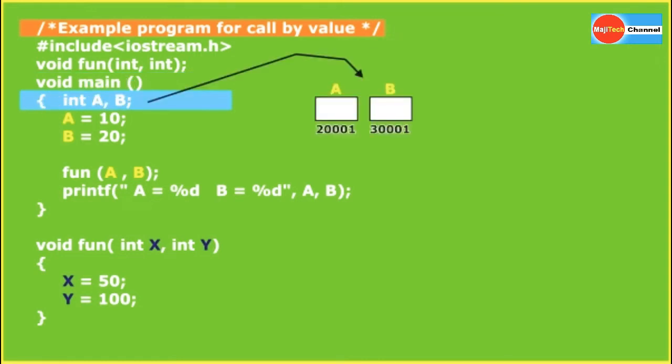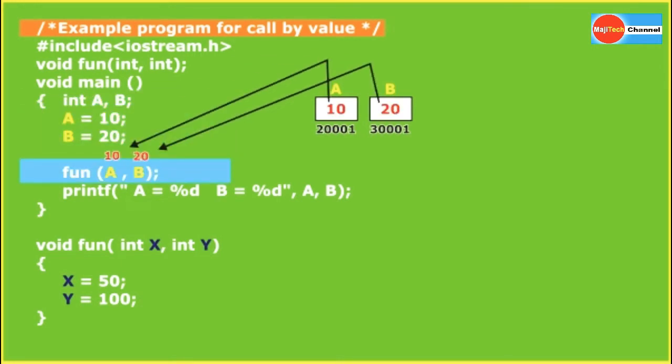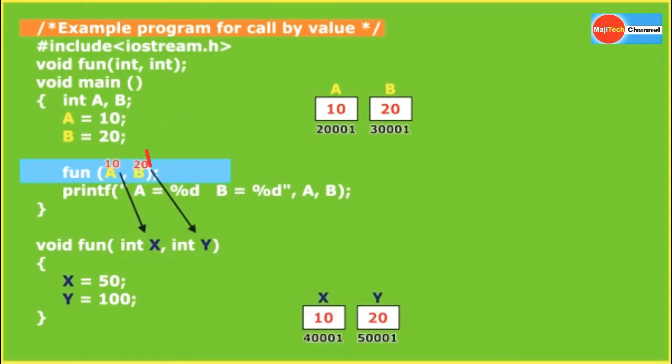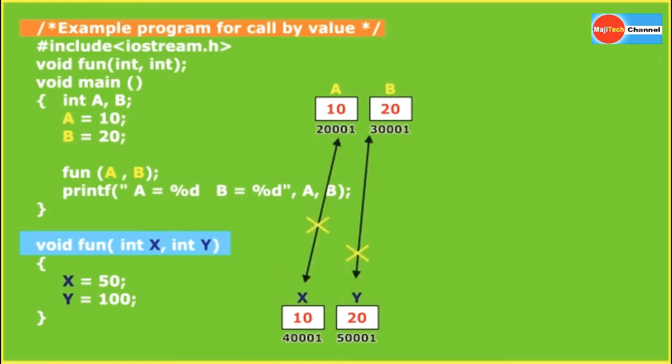We have declared two variables a and b. a is equal to 10 and b is equal to 20. We are calling the function by giving the values of a and b. This function call is known as function called by value. Control will be transferred to the fun function. The values of actual arguments a and b are just copied to formal arguments x and y. a, b and x, y are independent of each other. Change in the values of x and y will not affect the values of a and b in the main function.